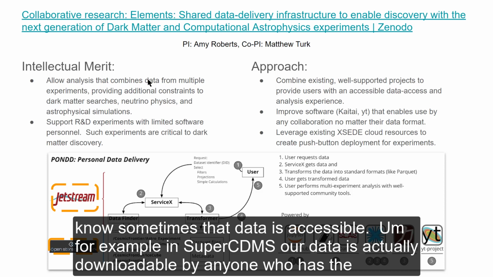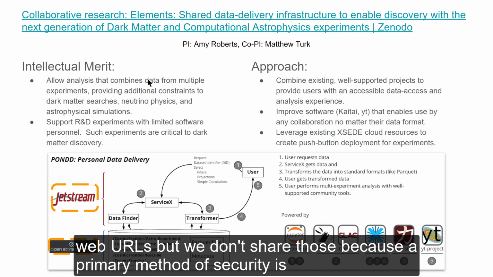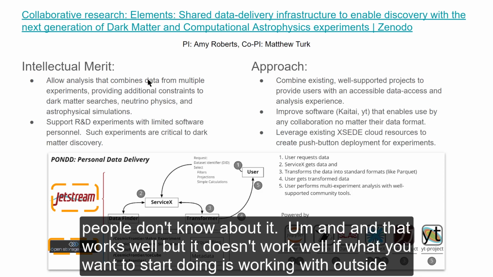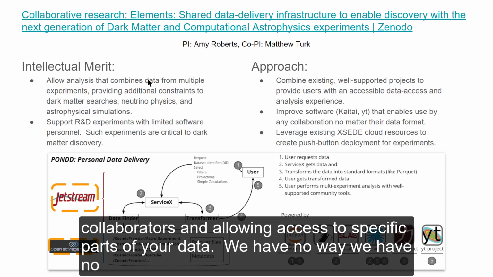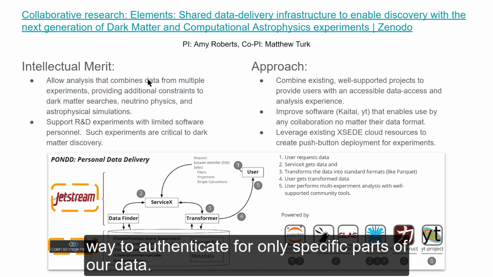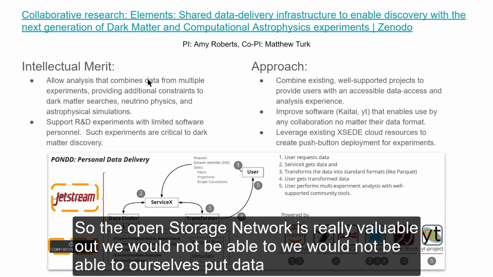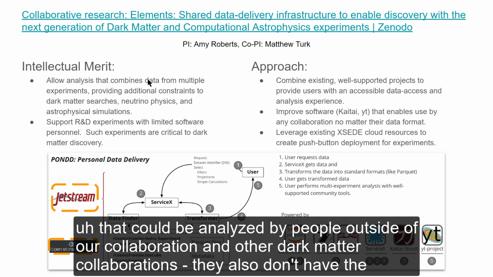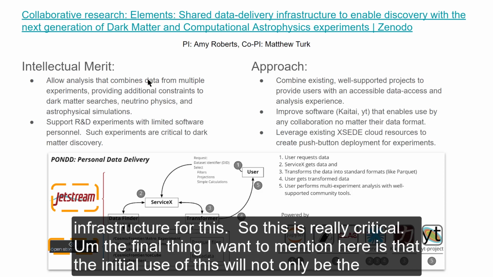For example, in SuperCDMS, our data is actually downloadable by anyone who has the web URLs, but we don't share those because our primary method of security is people don't know about it. And that works well, but it doesn't work well if what you want to start doing is working with outside collaborators and allowing them access to specific parts of your data. We have no way to authenticate for only specific parts of our data. So the Open Storage Network is really valuable. We would not be able to ourselves put data that could be analyzed by people outside of our collaboration, and other dark matter collaborations also don't have the infrastructure for this. So this is really critical.